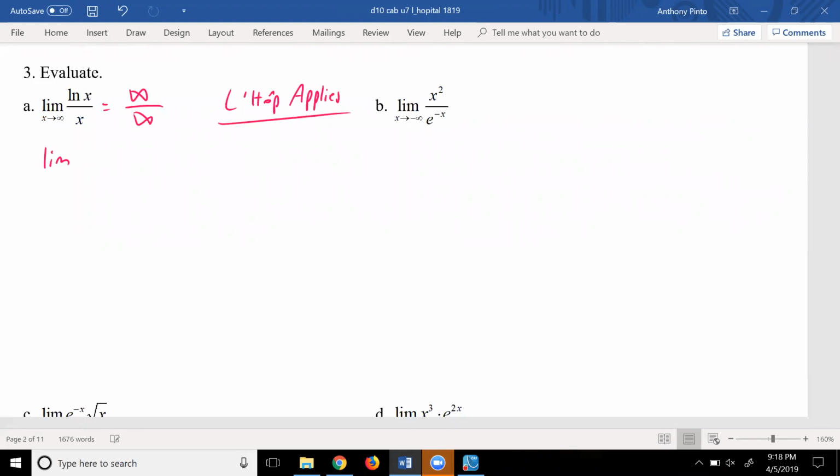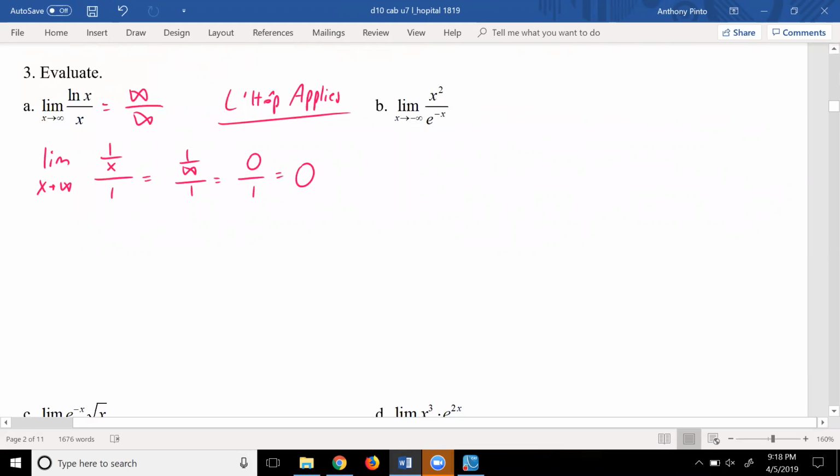So we're going to take the derivative. The derivative of natural log of x is 1 over x. The derivative of x is 1. And we get 1 over infinity over 1. 1 over infinity, so 1 over a supermassive number, is going to be really close to 0. And our limit is just equal to 0.